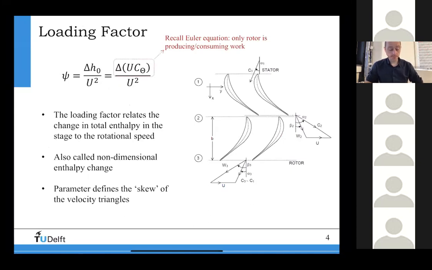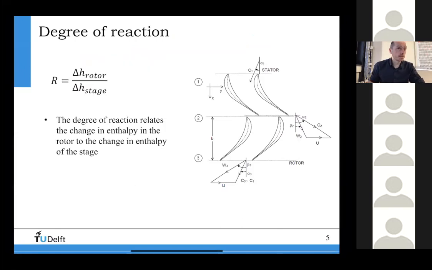The loading factor was the second very important parameter, defined as the change of total enthalpy divided by the blade speed squared. For delta H0, we can also use the Euler equation, which is nothing else than delta of U times C theta. And then we had the third one, which was the degree of reaction. So we have three parameters: flow coefficient, loading factor, and degree of reaction.